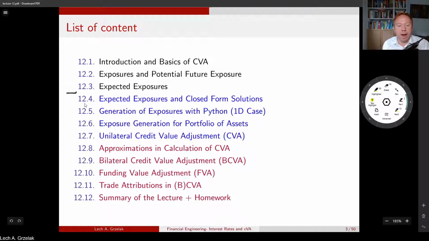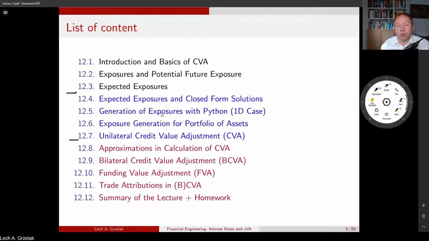Today it will be more hands-on, so we will learn about a closed form solution. For which asset classes and what kind of products can you derive closed form expected exposure? And then we go into Python coding, where we will simulate Monte Carlo paths for one risk factor. This will be a particular case for interest rate driven by Hull-White.